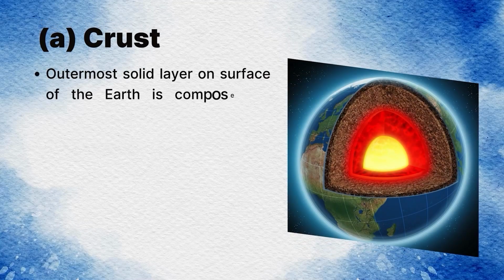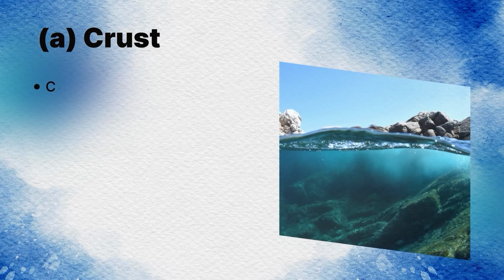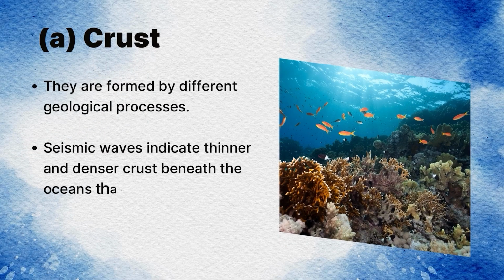So let us first discuss the subdivision of the crust. The outermost solid layer of the earth is composed of brittle rock that fractures easily. The crust is a thin layer composed of heterogeneous solidified rock about 35 km thick. It varies in thickness and chemical composition. Crust is again of two types, as I said earlier, oceanic crust and continental crust. Oceanic crust is thinner and continental crust is much thicker. They are formed by different geological processes. Seismic waves indicate a thinner and denser crust beneath the ocean than the continents.